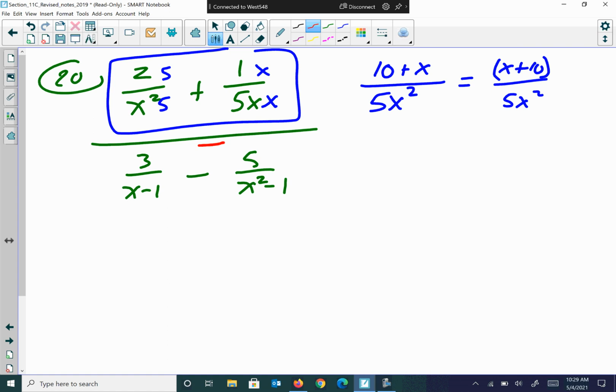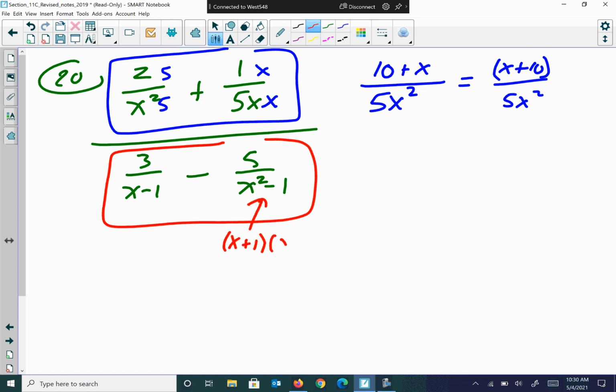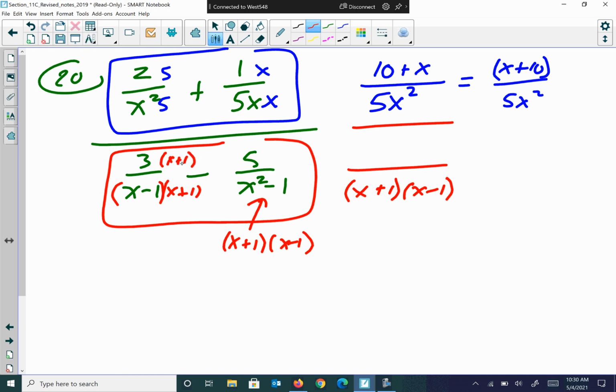Then let's take care of the bottom. You have to recognize that this is the difference of 2 squares, so that's x plus 1, x minus 1. So that's going to be my denominator of this one. So I'm going to multiply this by x plus 1 and x plus 1. So let's distribute that over. So I'm going to get 3x plus 3 on top minus 5. So 3x plus 3 minus 5 is going to be 3x minus 2. That will not factor, so I'll put it in parentheses.